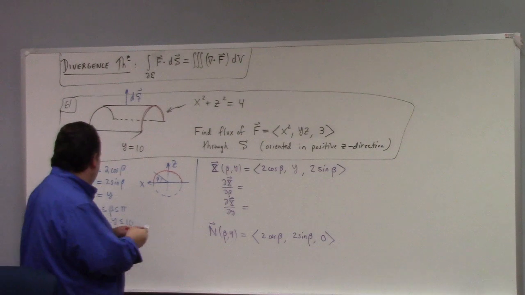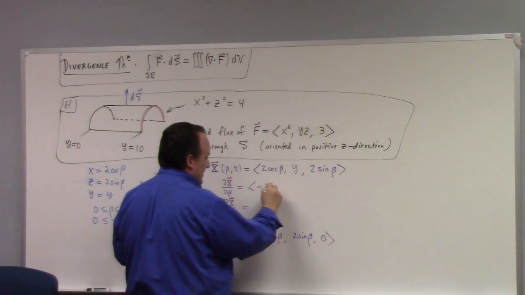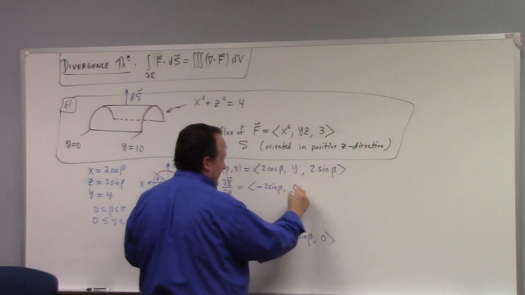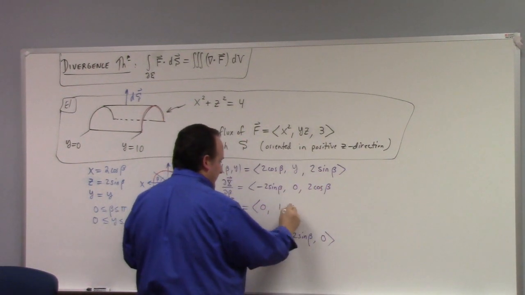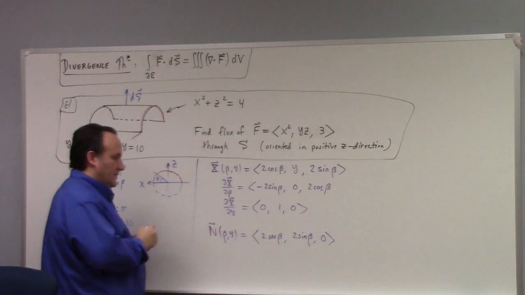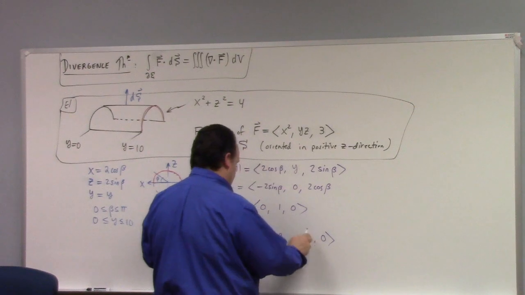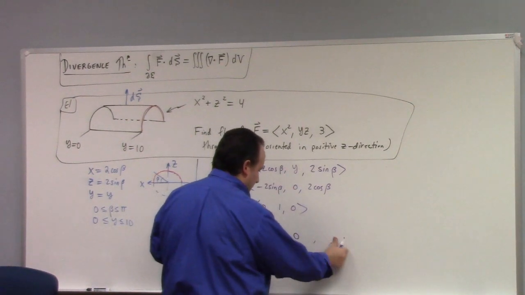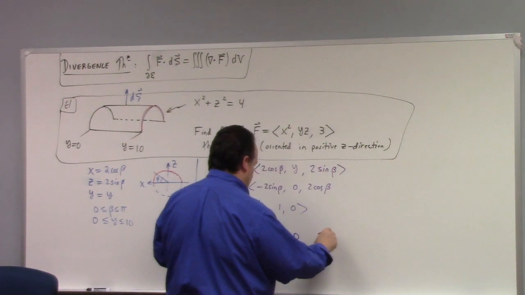Goodness gracious. So partial x, partial beta: minus 2 sine beta, 0, 2 cos beta. And this is 0, 1, 0. All right. And so what goes on here is that puts a 0 here, and that puts a 2 sine beta here, I believe.